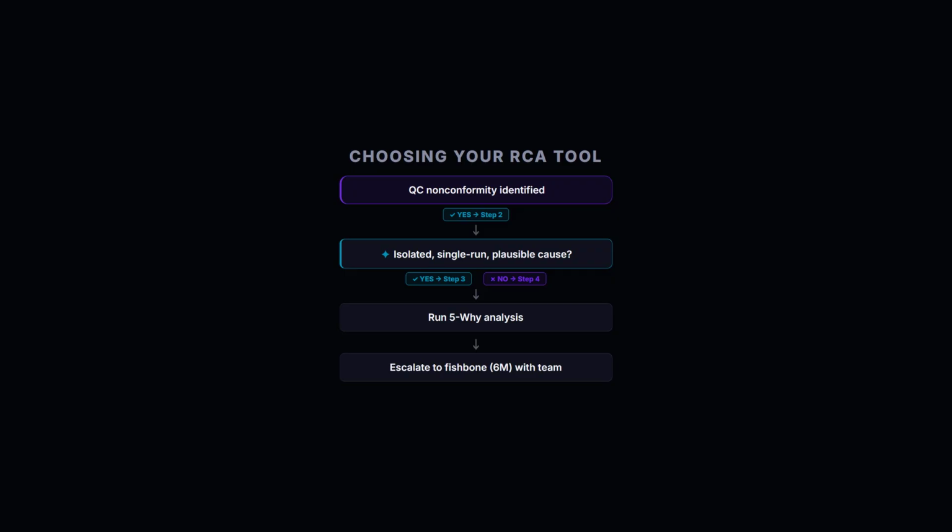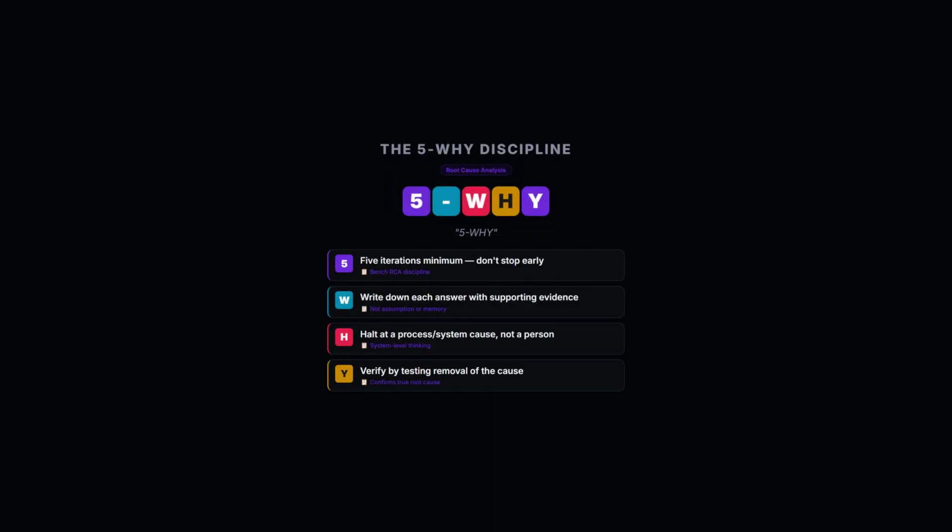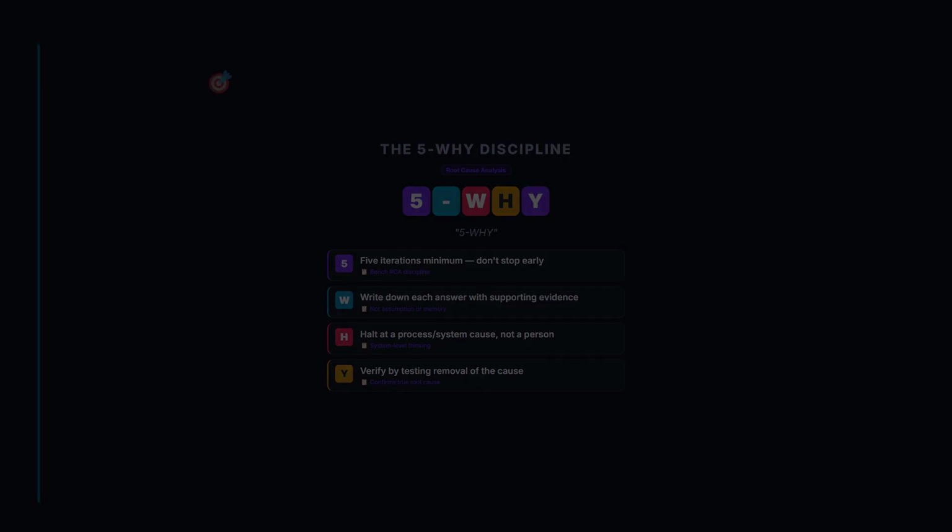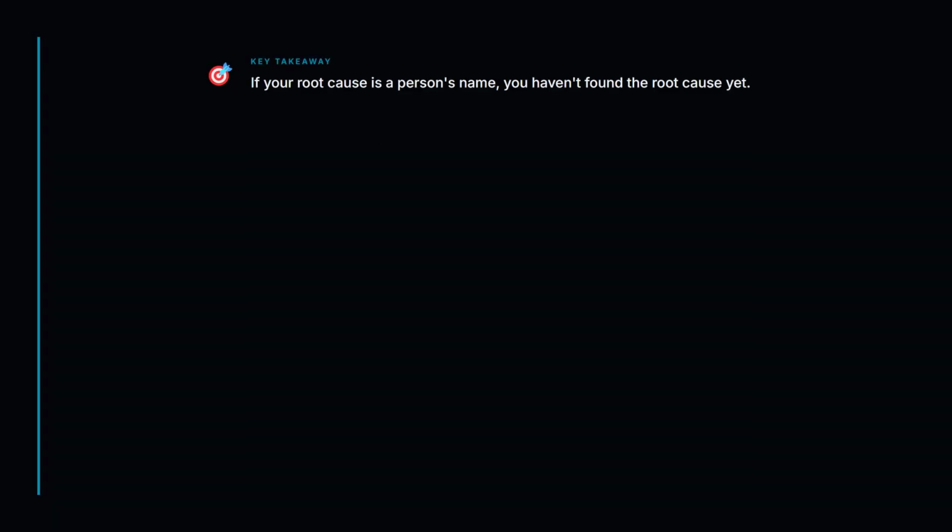Anchor the method with this before you move on. 5Y: don't stop early. Write every answer down with evidence. Halt only at a process or system gap. Then verify by testing removal of the cause. That's your 5Y discipline in one line. If your root cause has a person's name attached to it, you haven't found the root cause yet. You've found where the system let that person down.